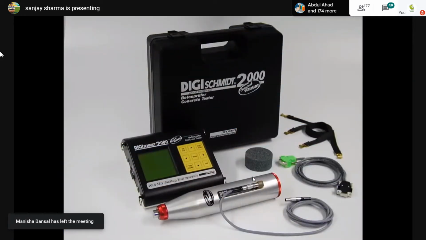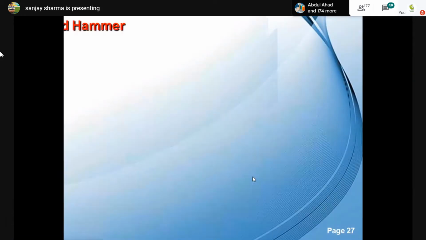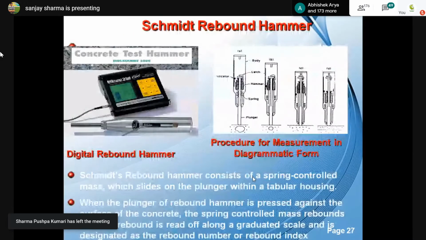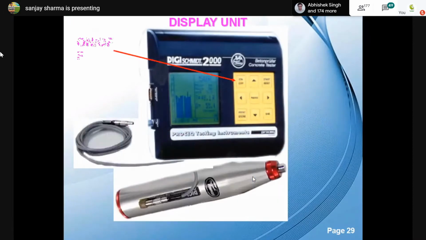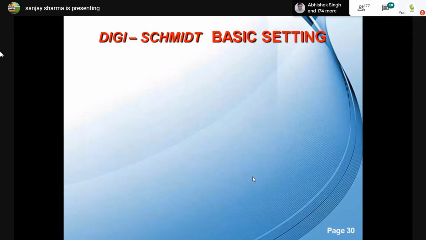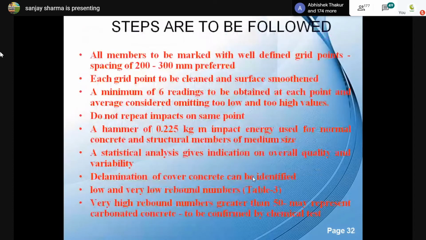This is a different type of hammer shown here. I will not go into detail on this, as it has already been shown. Let us not go into this. It is just about what the different tests are.